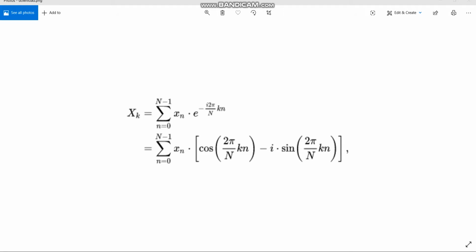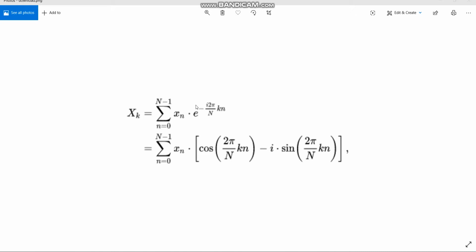In this experiment, we are going to use the discrete time Fourier transform to find the pulse period of the given signal. Given these are the formulas for the DFT to calculate for signal x of n. So X of k is given by sigma n equals 0 to N minus 1 x of n into e to the power minus j 2 pi by N kn.